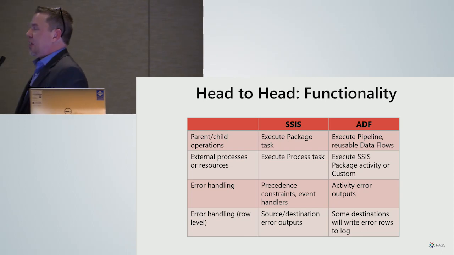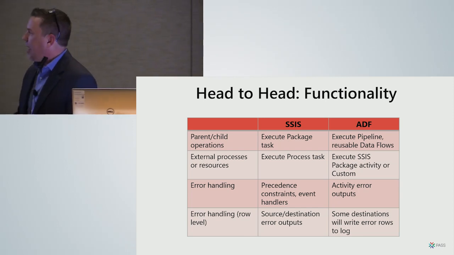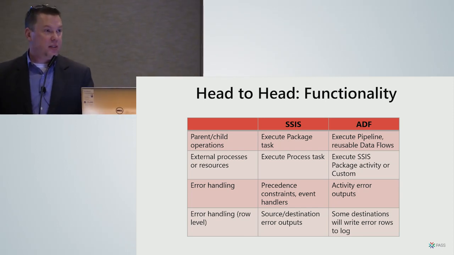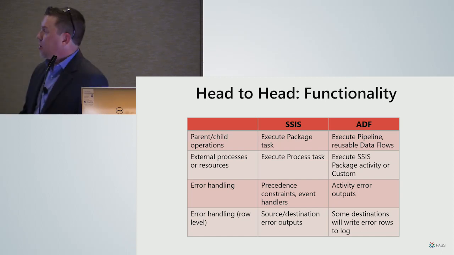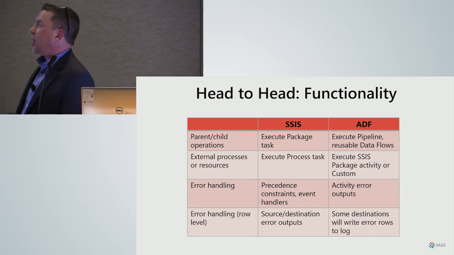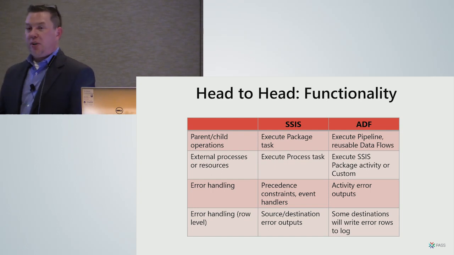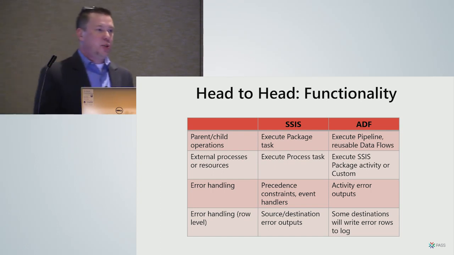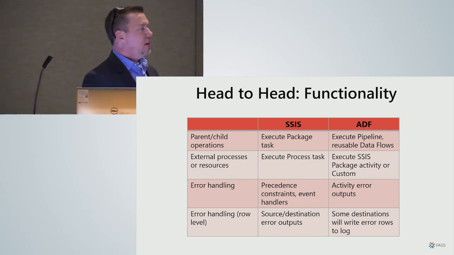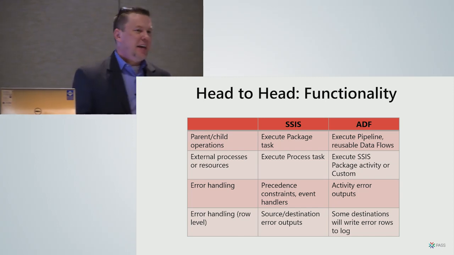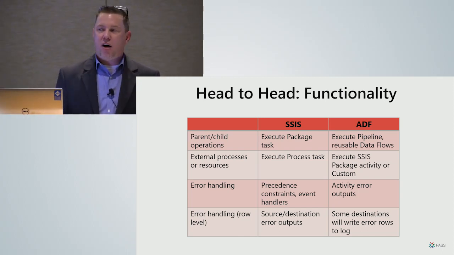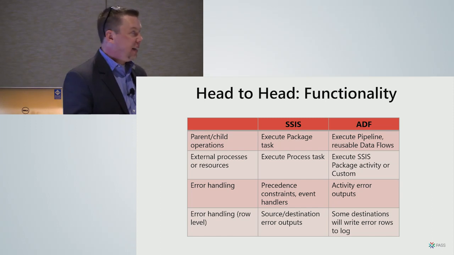For error handling, just like we saw the precedence constraints in SSIS, we have activity error outputs in ADF. And then for error handling at the row-by-row level, every one of your sources and destinations in SSIS will let you send bad data out to an error output. It's a little more complicated in ADF, because those rows are actually logged out to your error output in ADF.